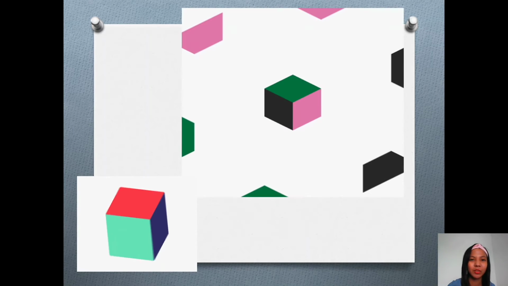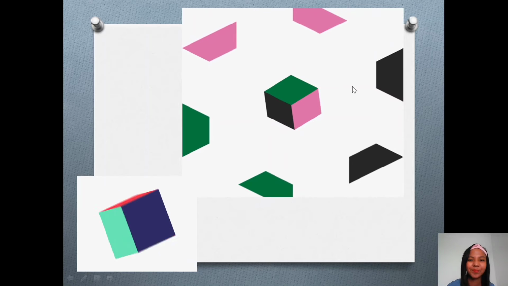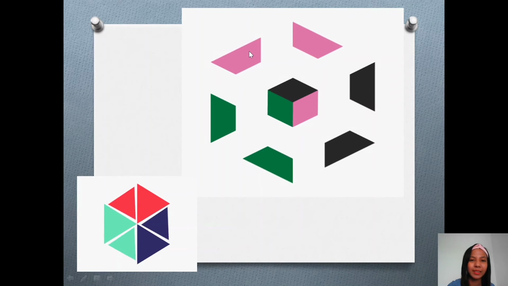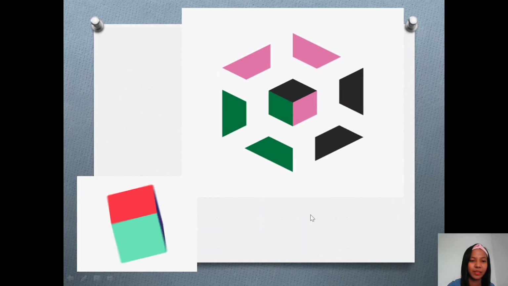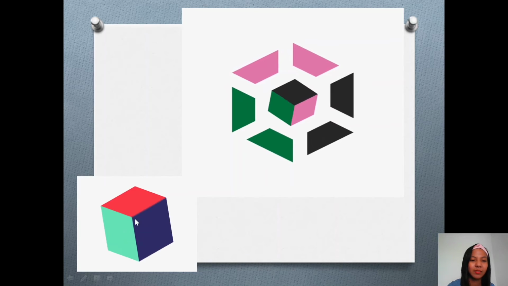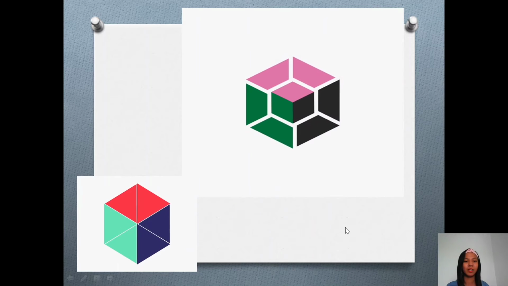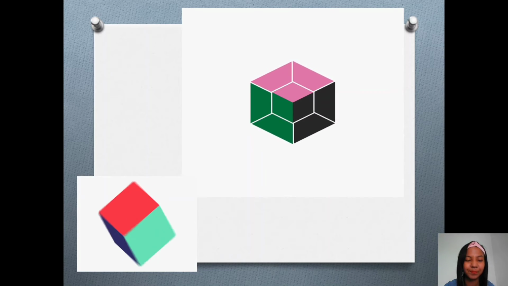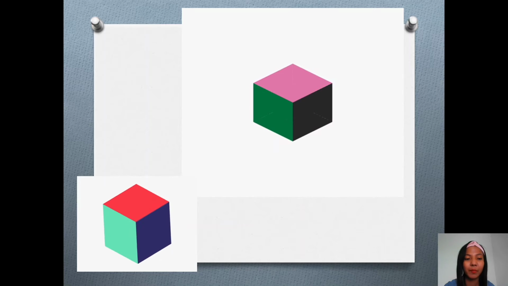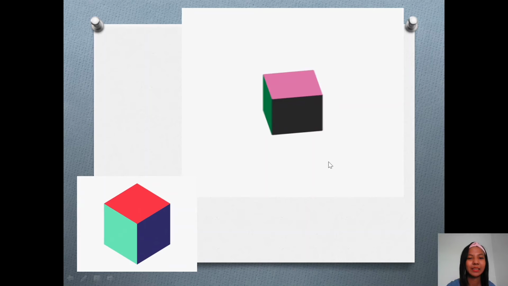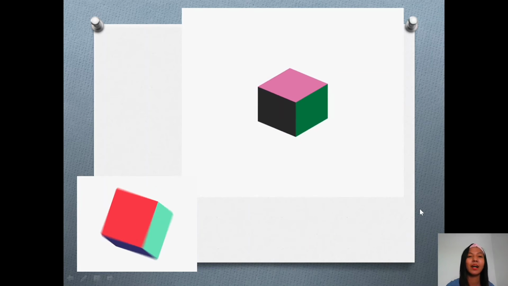Okay, so to know more about this, I just want to show you this one. It refers to the 6 faces, flat surfaces. Just to get more familiar with the solid figures, see, this is again a cube.